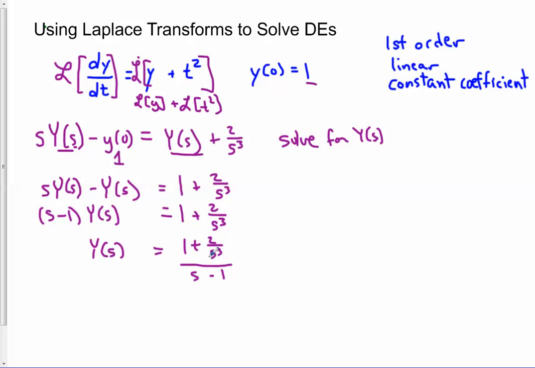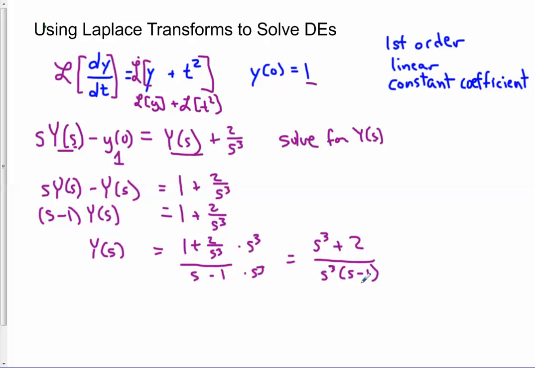Now, let me just simplify this. This is kind of an ugly fraction right now. I'm going to multiply the top and the bottom by s cubed to kill this denominator. So this will be s cubed plus 2 over s cubed times s minus 1. Again, the differential equation for little y, we turned it into basically an algebra equation in capital Y, which we can just solve.